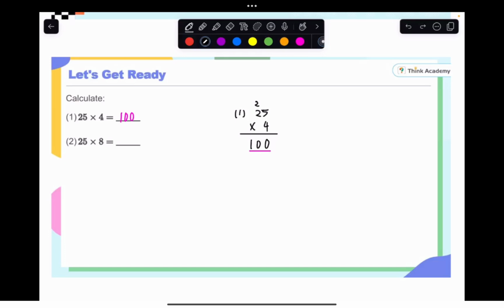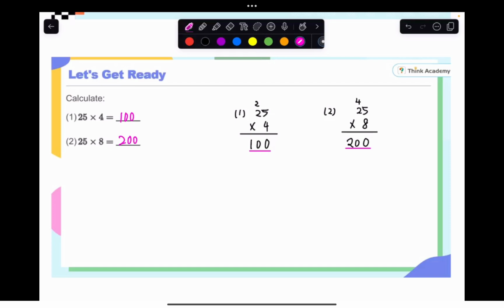Okay, now how about 25 times 8? So once again, let's do it in the column method. So 25 times 8. It will be 8 times 5 is 40, carry a 4. 8 times 2 is 16, 16 adding the 4, 20. Okay, so this time the answer is 200.